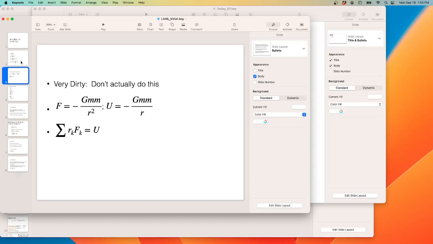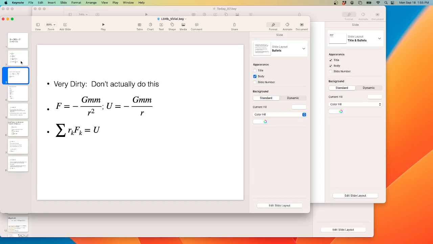Does that make sense? So in the dirtiest way possible, though don't actually do this, but you can see it aesthetically, that I've got Fi equals G m m over r squared. So Fi times r is equal to G m m over r, which is just potential energy, right? That's basically what we're gonna do. That's not entirely accurate, but we can make it accurate.